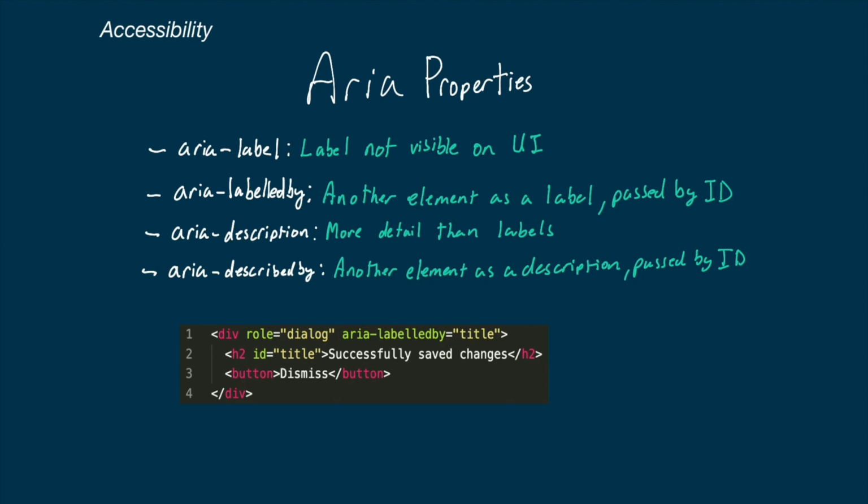Next, we have the ARIA description. And what this does is it allows you to provide a more detailed description of an element, so it works just like ARIA labels, except it can be a little bit longer, it can be more detailed. And then ARIA described by works just like ARIA labeled by, except again, this is for a description, so it's meant for a long form description of the content rather than just a quick little heading or label about it.